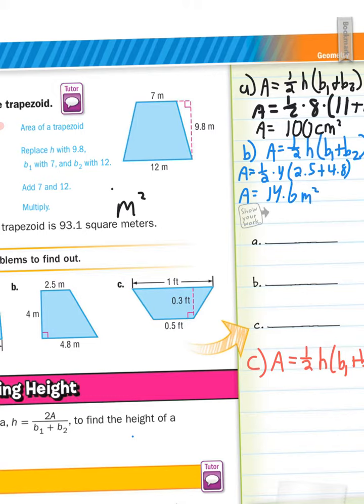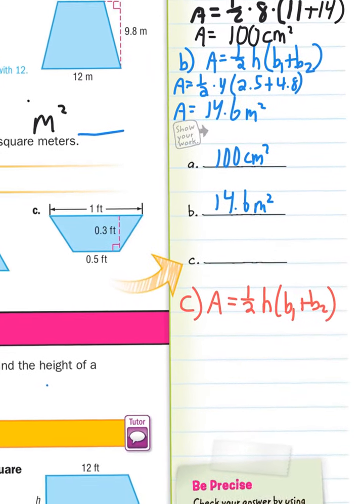All right, so we have A and B done. I'll even write these answers here. So we have 100 square centimeters, and we have 14.6 square meters. All right, and then we get down to problem C. In problem C, let me move it over here. I can make it a little bigger.